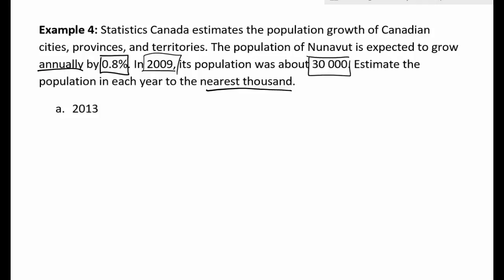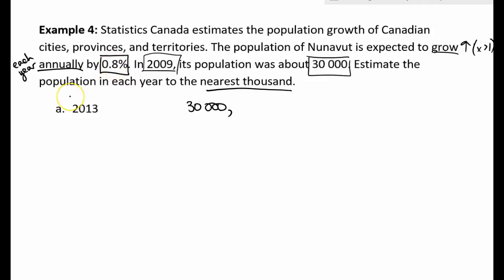Okay, so it's growing, so that means it's increasing. So we're going to be adding or multiplying by something bigger than 1. And annually means each year. Okay, so my pattern, if I just wanted to give myself somewhere to start, would be 30,000 as my first year. Now it's going to grow by 0.8%.